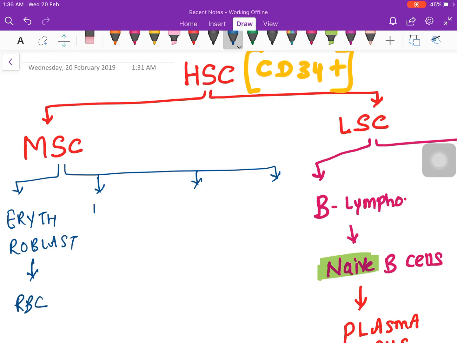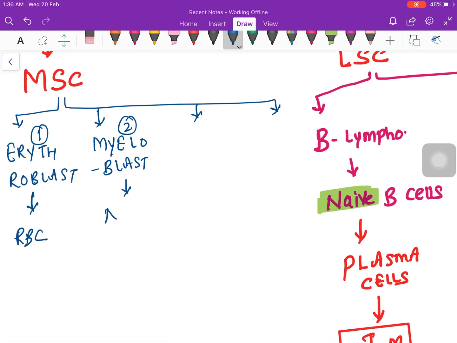It can be myeloblast. This is the second type, myeloblast. Myeloblast will form NBE. NBE stands for neutrophils, basophils and eosinophils.